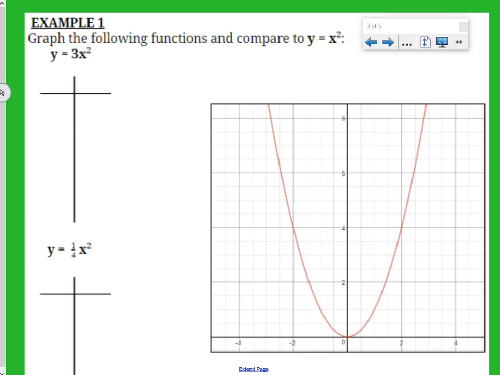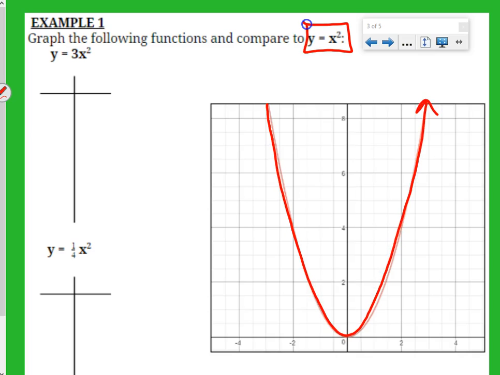We want to graph the following functions and compare them to the parent function, y equals x squared, which I have graphed for you in red. On your paper, it won't be in red, but on my screen it is in red. To graph, again, the first thing we do is make a table, y equals 3x squared. We want our x values and our y values. We're going to start with -2, then -1, 0, 1, and 2. Those are going to be your x values that you're going to use.